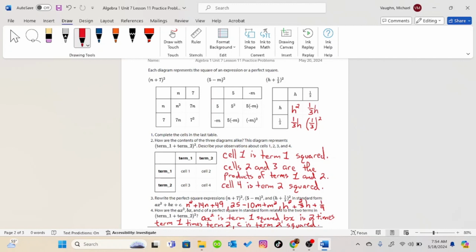If you have any questions about this, please use class time to ask for further clarification now so that you understand completely what we're doing before we move on to the next practice problem.